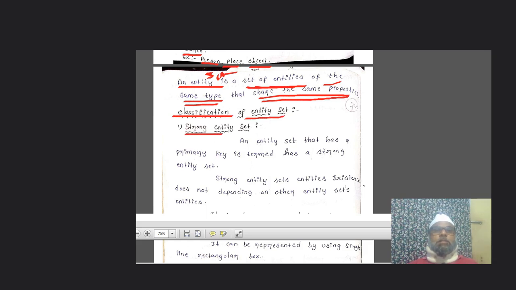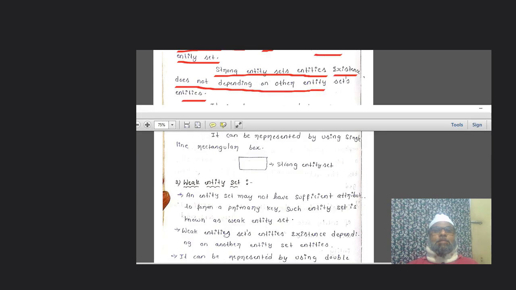A strong entity set is an entity set that has a primary key. The existence of a strong entity set's entities does not depend on other entity sets' entities, and it is represented by a single line rectangular symbol. This is the representation of a strong entity set in the ER diagram.